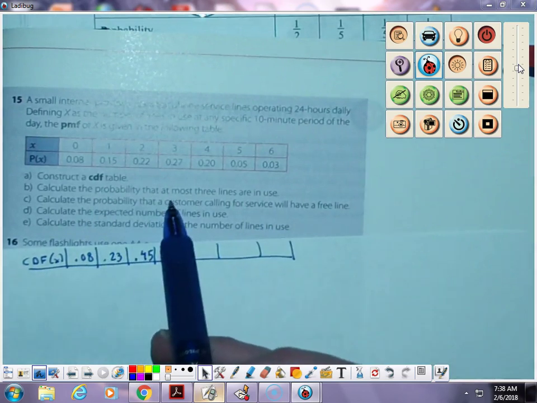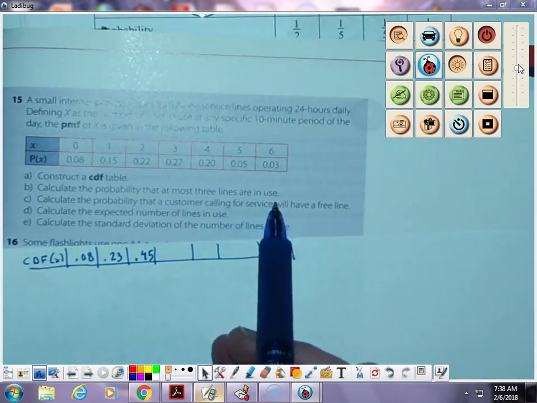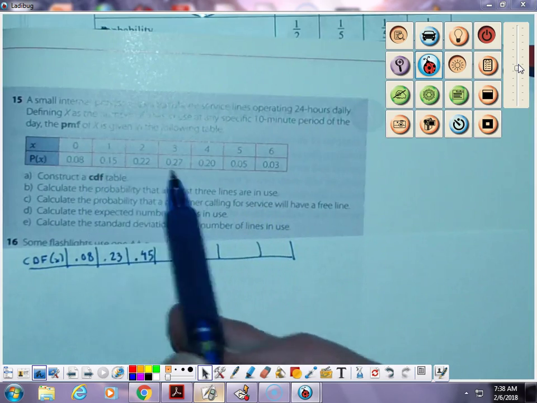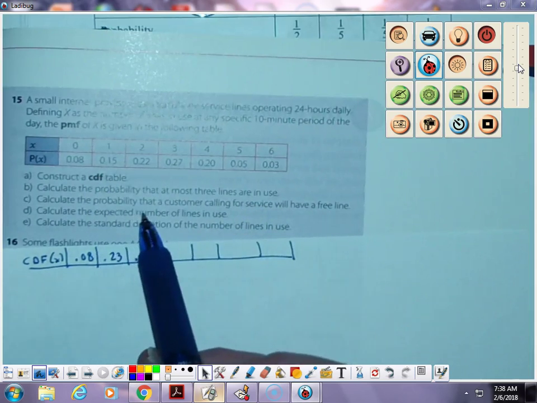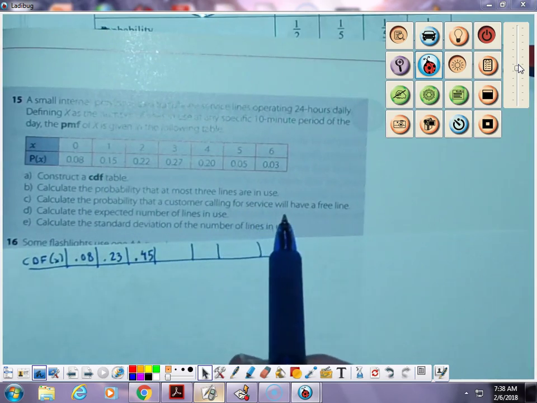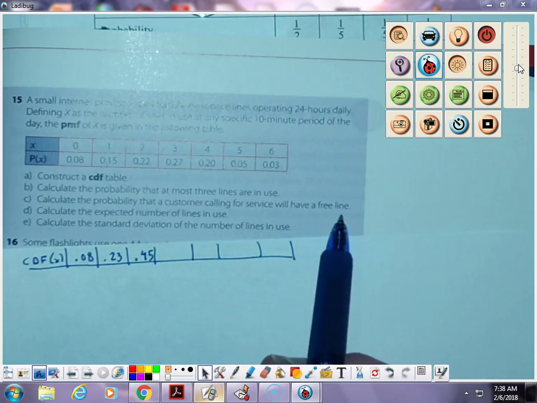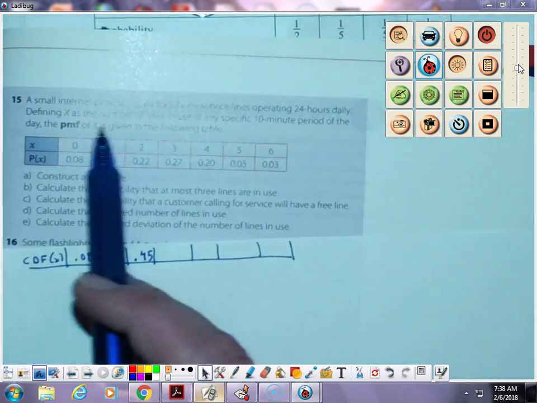Then it says calculate the probability that at most 3 lines are in use. So you would just add up 0, 1, 2, and 3. Calculate the probability that a customer calling for service will have a free line. Okay, well, what are these telling us?